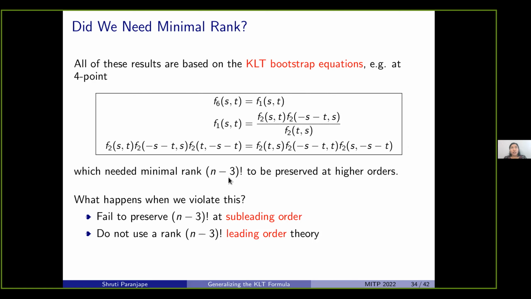So I think it's my responsibility to tell you why I think we need minimal rank, or rather what goes wrong if you violate minimal rank. And there's two ways of doing it. One, you can violate it at subleading order, and two, you can violate it at leading order. And I'll go through both of these scenarios, and hopefully by the end, you'll be convinced that minimal rank is a good idea in the most generic cases. So let's see what I mean by that.